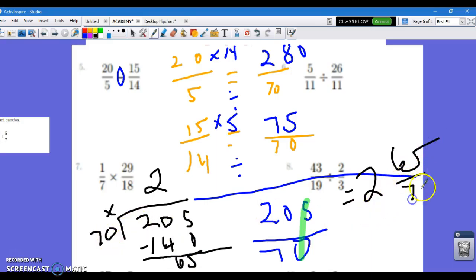Bottom number is 70. But again, like I was saying, these are multiples of 5. So I know what will be reduced. I can divide by 5 with this and this. Okay? You can use your chart.